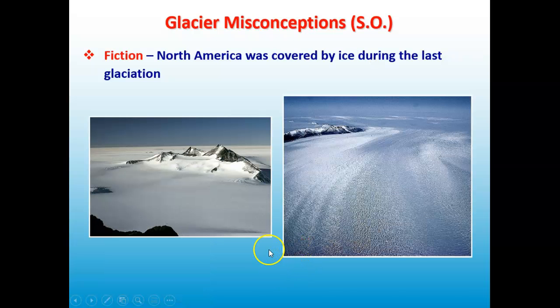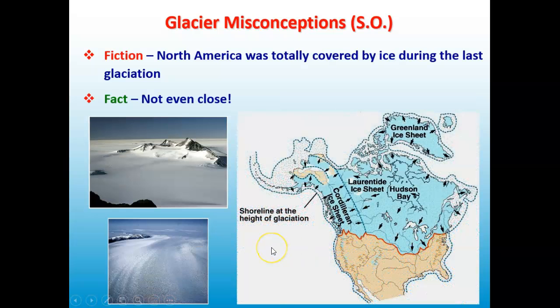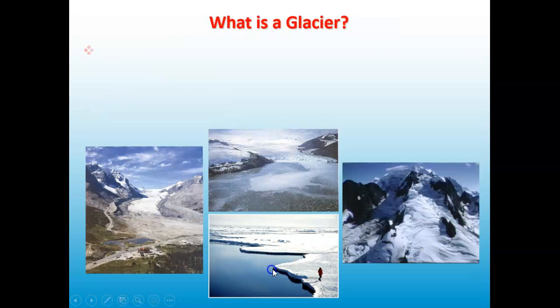Another misconception: North America was completely covered. That's not true. There were certainly some portions that were covered, but if we talk about the entire continent of North America, you can see from the diagram on the right that places like Arizona and the southern states were not even close to being covered. Still a lot of ice, a lot more than there is today, but not that the entire continent was covered in ice. So what is a glacier?